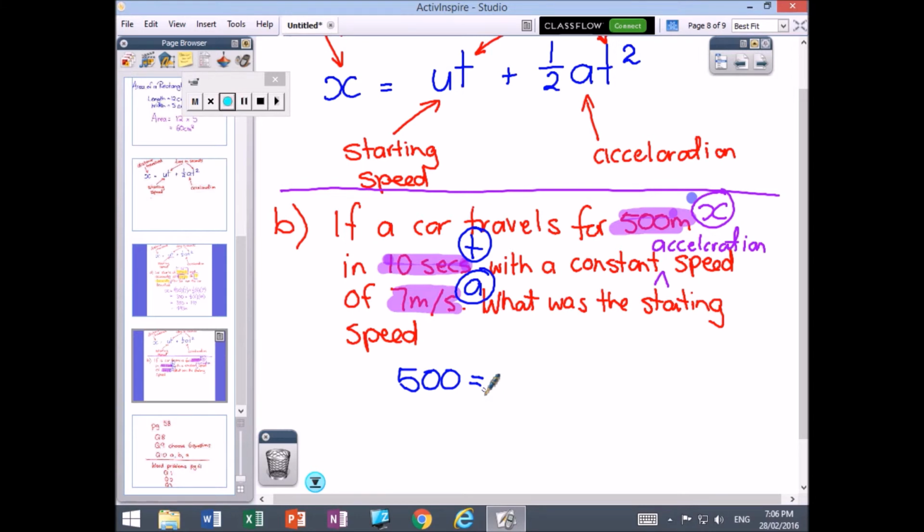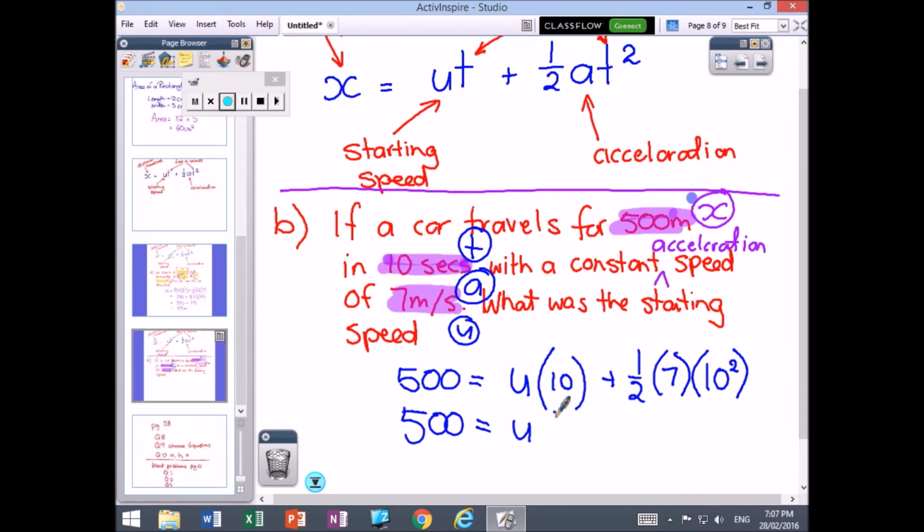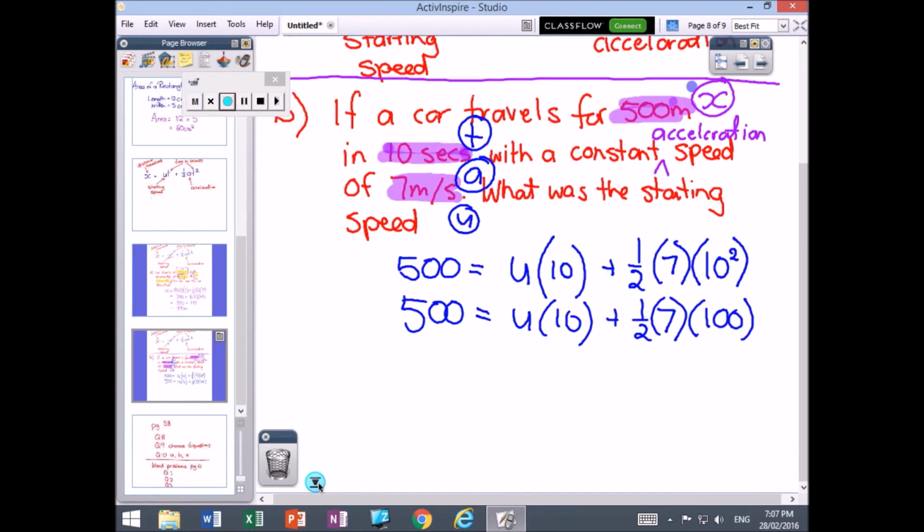Have we been given U? No. Now that means that we're actually looking for U. So U multiplied by 10 plus half our acceleration, which is 7, multiplied by t squared. What does this look like if we simplify? 500 equals U times 10 plus half 7 times 100. So half of 7 is 3.5 times by 100.